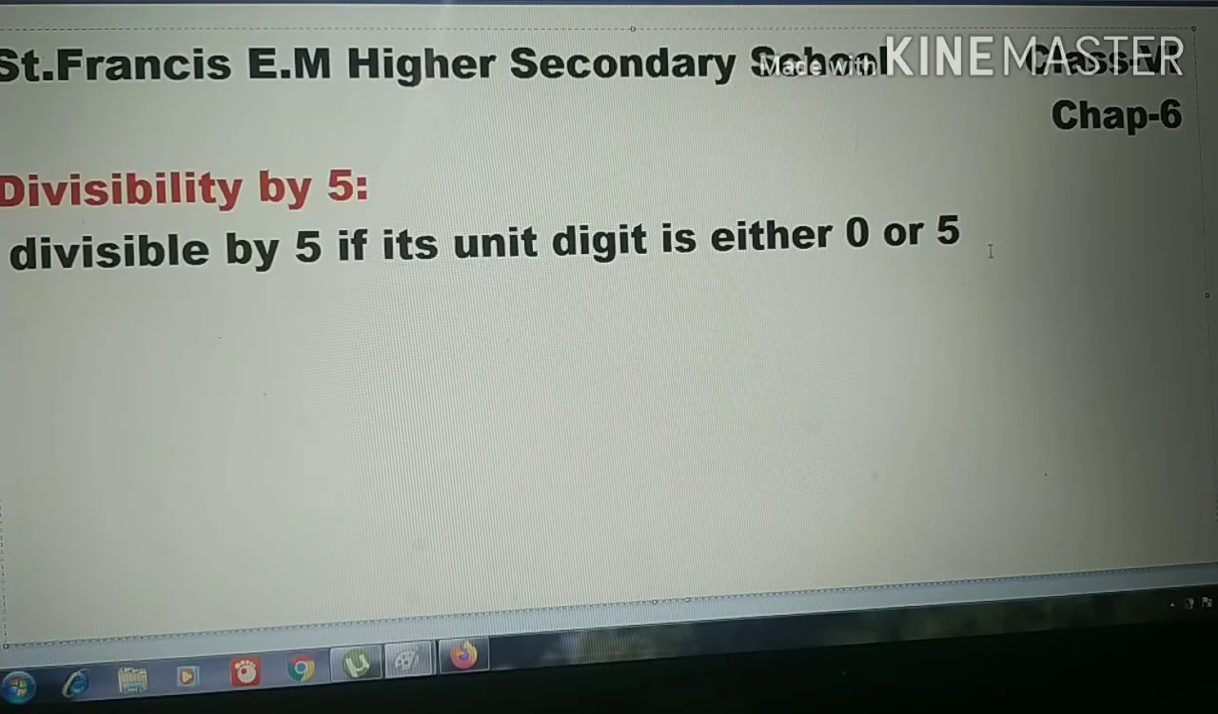Now see, divisibility by 5. Any number is divisible by 5 if and only if its unit digit is either 0 or 5. We can also see this from observing the 5 table. All the multiples of 5 are like this only, right? See, 5, 10.